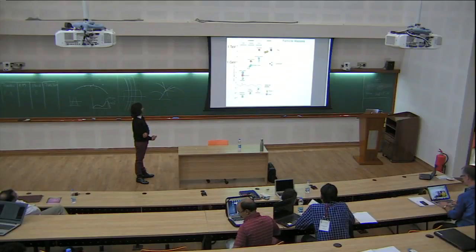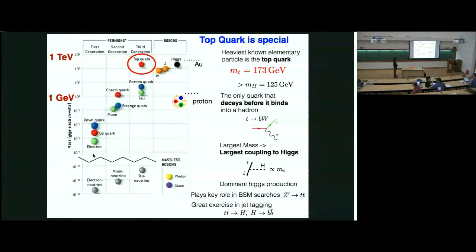The top quark is a very special particle. It's the heaviest elementary particle, and it's the only quark that decays before it hadronizes. Because of its large mass, it has the largest coupling to the Higgs boson, so it gives a dominant Higgs production. It plays a very important role in BSM searches.